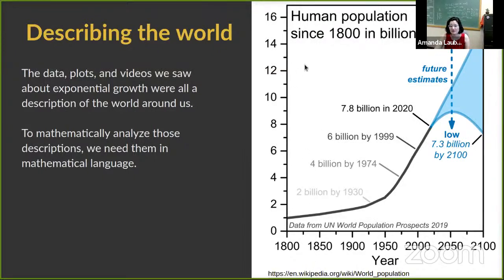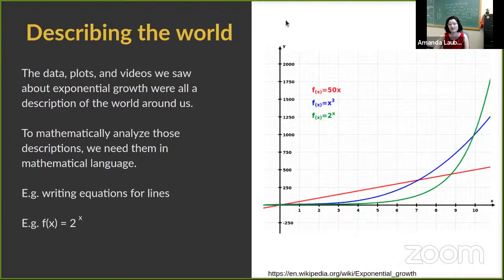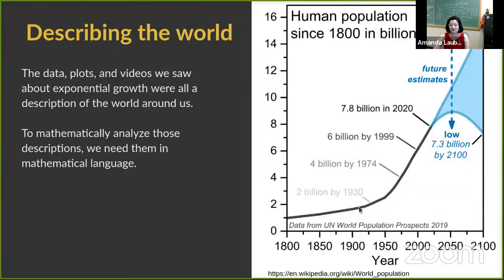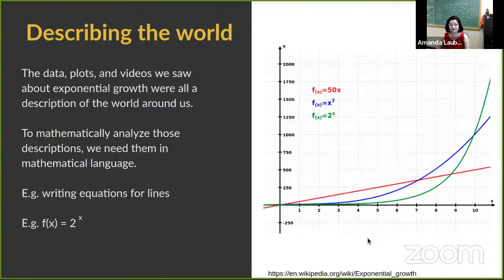The plot of the human population is a description of how population changes. But if we want to mathematically analyze the descriptions we have of the world, those descriptions have to be written in a mathematical language. And so the closest we got in that section was when we had this graph right here, and we were able to write equations for the different lines on this graph. And so we're going to be talking about this exponential one, that f of x equals 2 to the power x. That was the thing that looked like this green curve, which sort of looked like our population curve.